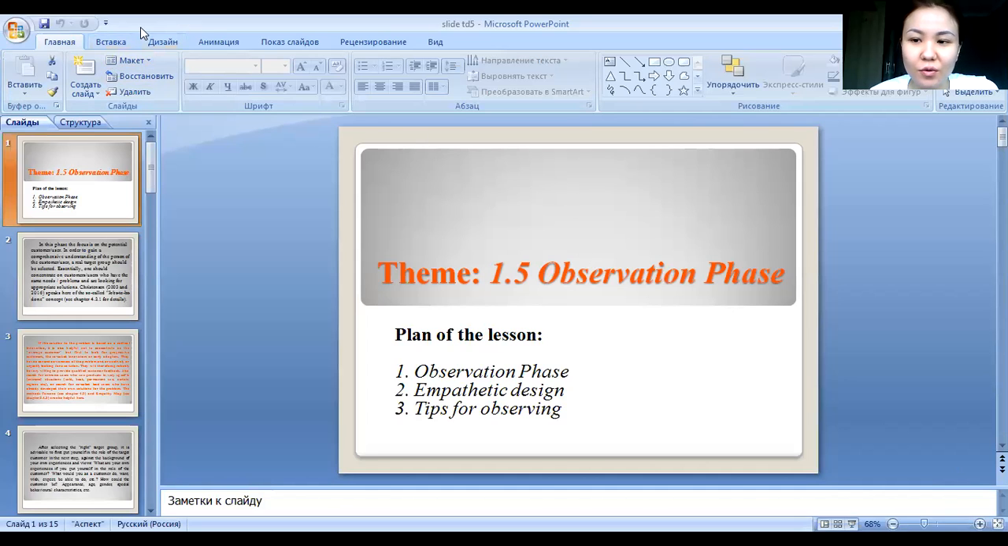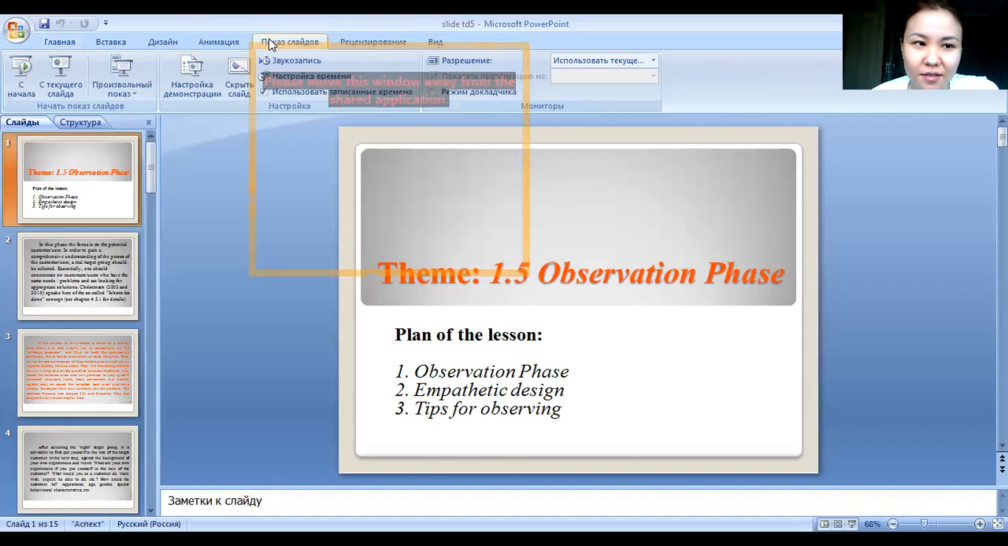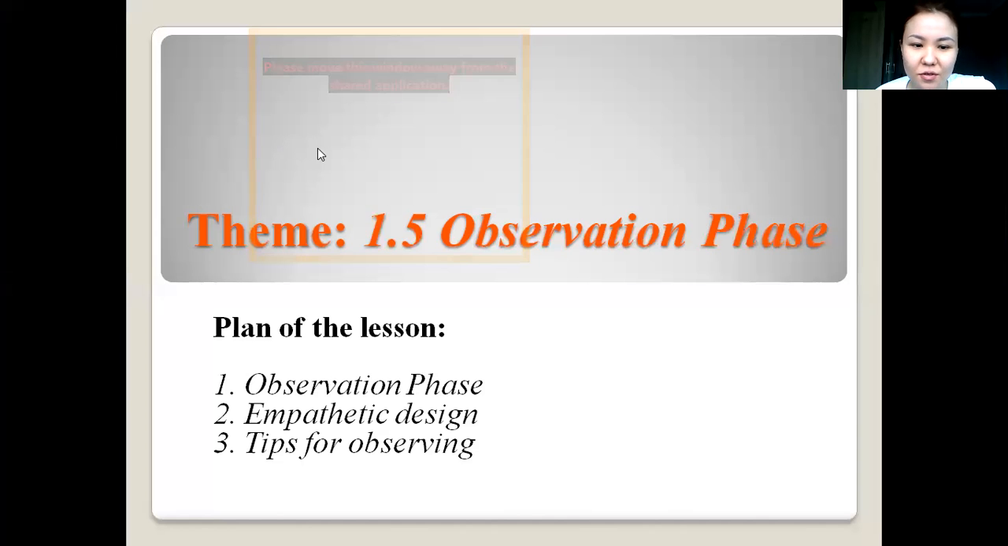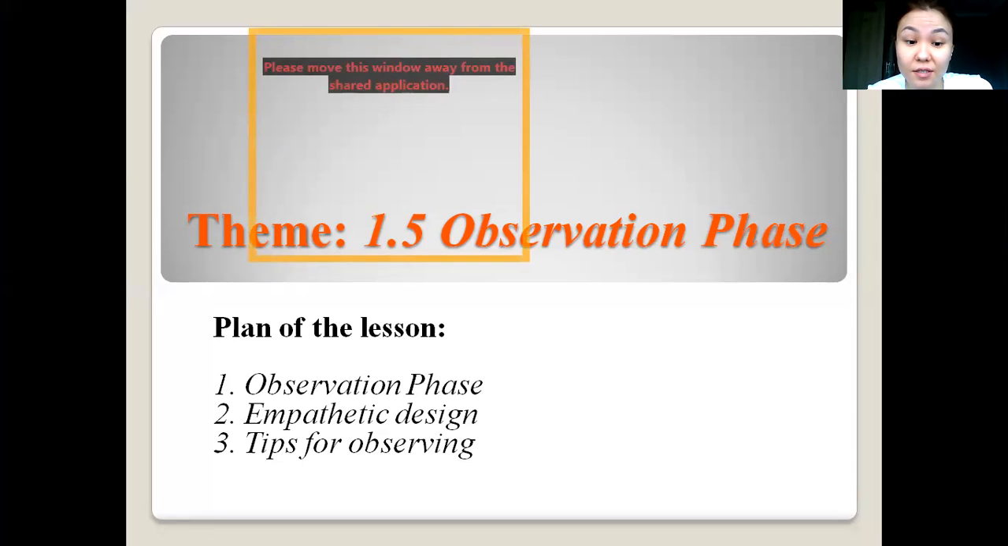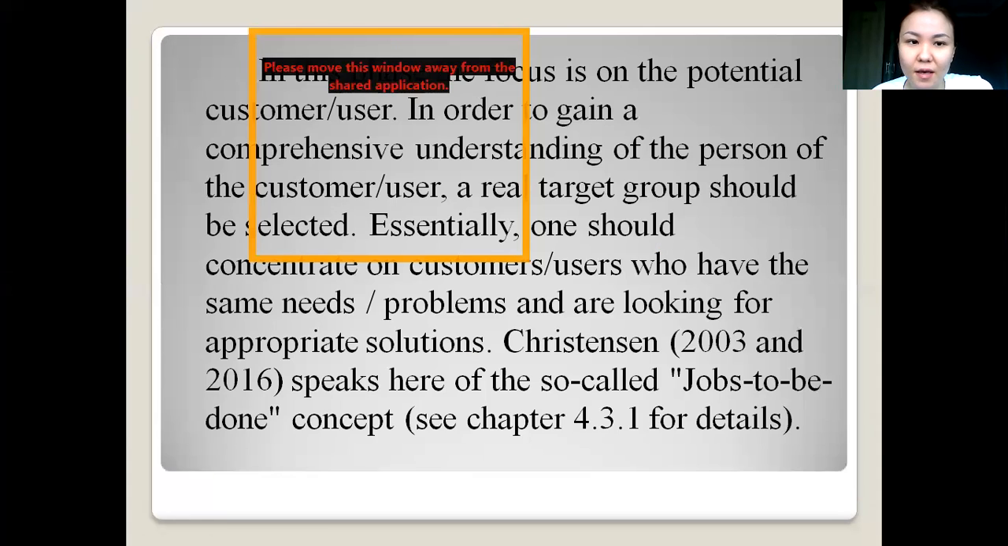Okay, today we are going to talk about the observation phase in design thinking. The plan of our lecture: observation phase, empathic design, tips for observing.